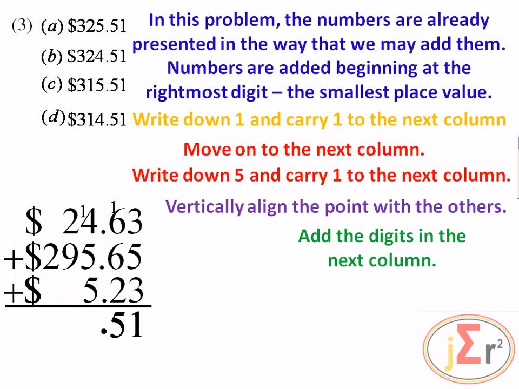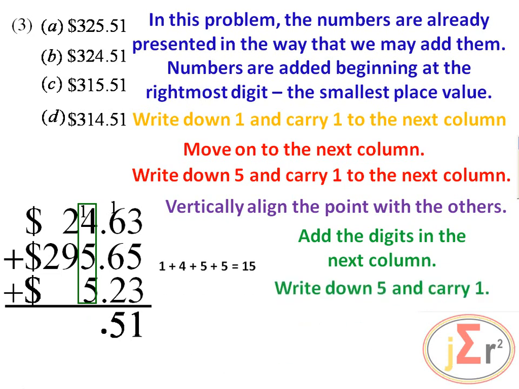Add the digits in the next column. What's that, Jerry? What's that sum? 15. You can see that easily because this is 5. 4 plus 1? 5. And there's a 5 and another 5. So we have 3 5s. 3 5s? 15. Right, so it's as easy as that. 3 5s, 15. And we do what? Put down the 5. And carry 1 to the digit of greater significance.